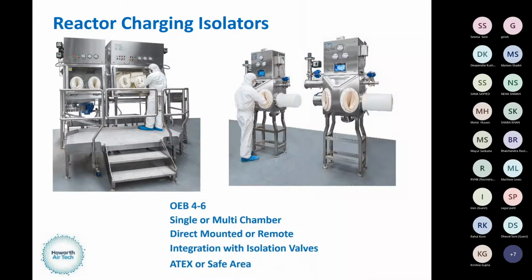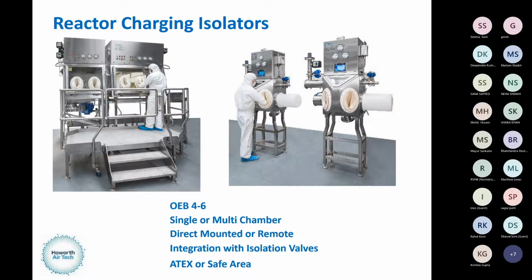Reactor charging. So again, part of the bigger manufacturing facilities, there's always that charging process into filter dryers, into vessels, into various systems. So again, these can take various shapes and sizes. We have the sort of multi-chamber version on the left with platform, because we've got to get that onto a reactor, which obviously means that the isolator itself is going to be tall.